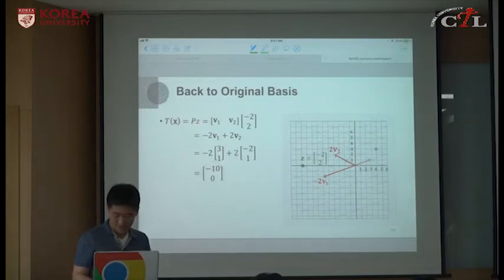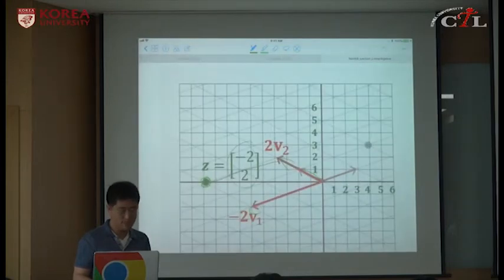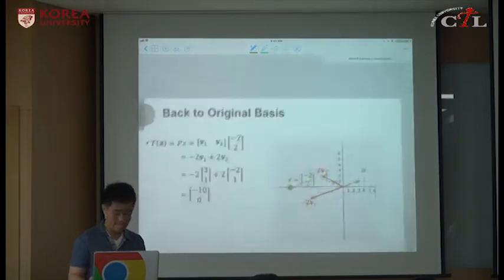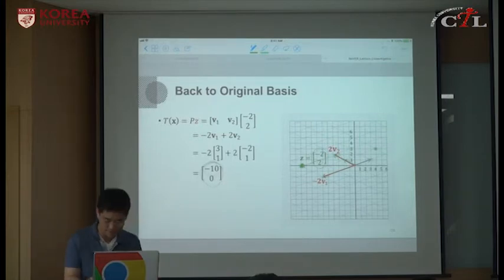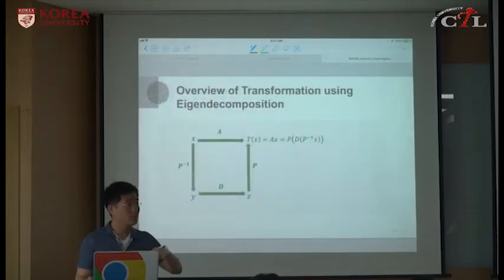So this is the resulting one. So this and this, and then this point. With respect to the eigenvector basis, this was the coordinate, because this guy is like this times negative 2 and this times positive 2, right? But this guy is actually represented as 10, 0 in terms of the standard basis coordinate, right? Negative 1 and 0. So you can view this kind of thing.